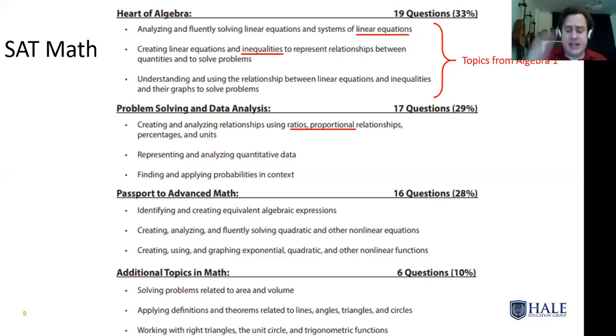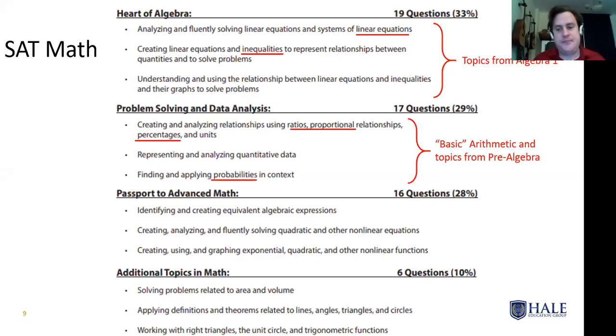Problem solving and data analysis is ratios, proportions, percentages, probability. This is your basic arithmetic. This is pre-algebra stuff. I put basic in quotes here because just because it's basic doesn't mean that it's easy. I can take math concepts that you learned in 7th grade and make them just ridiculously hard. So just because it's basic algebra doesn't mean that it's not difficult.